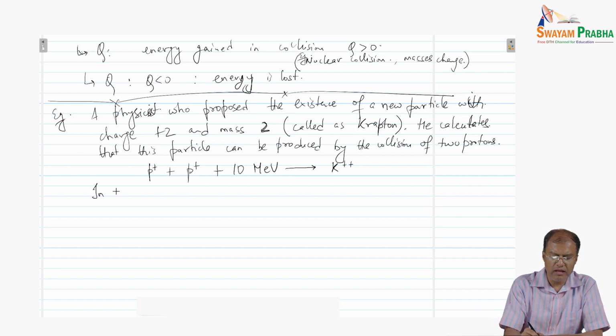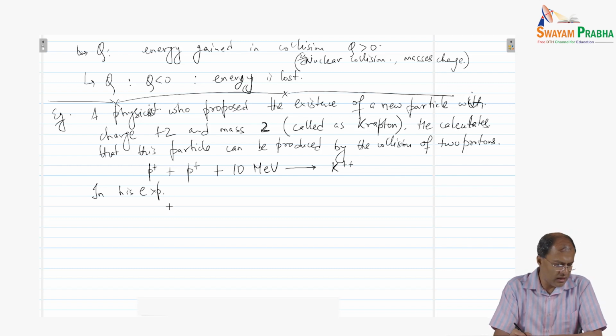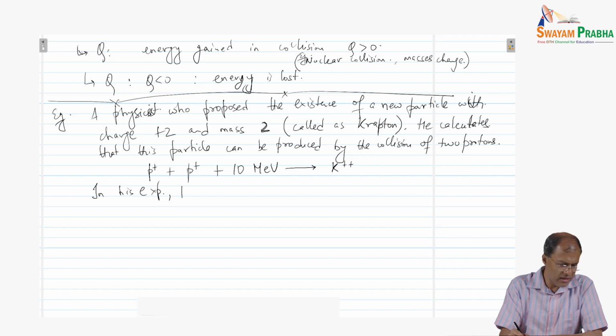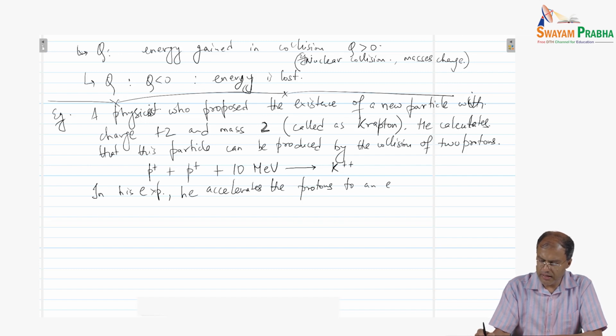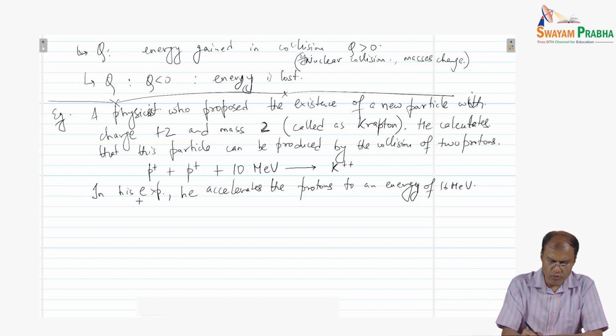So what he does is in his experiments he accelerates the protons to some energy. Let's say the energy that is given is 16 mega electron volt, and uses them to bombard the stationary hydrogen atom, being the proton, right? So let me write this statement. So in this experiment, he accelerates the protons to an energy of 16 million electron volts and uses them to bombard a stationary hydrogen atom, right?